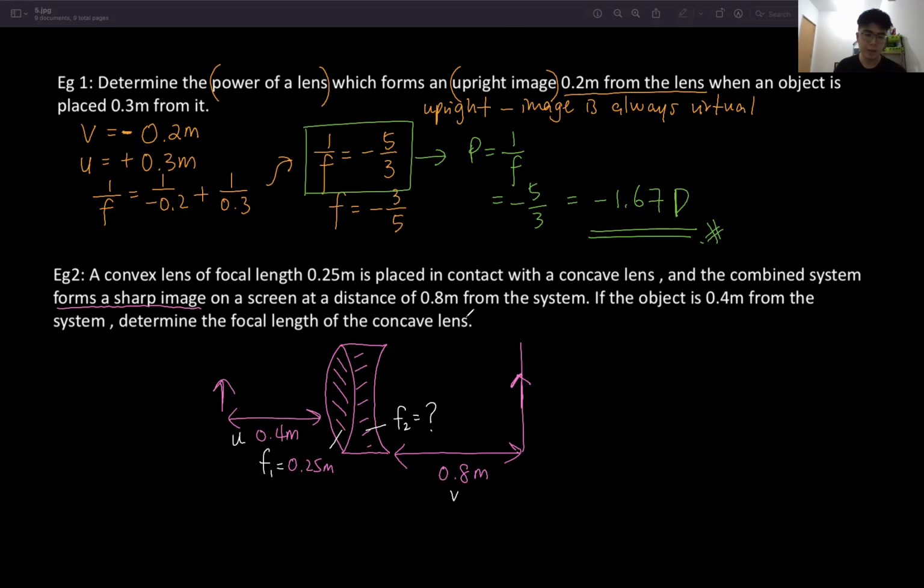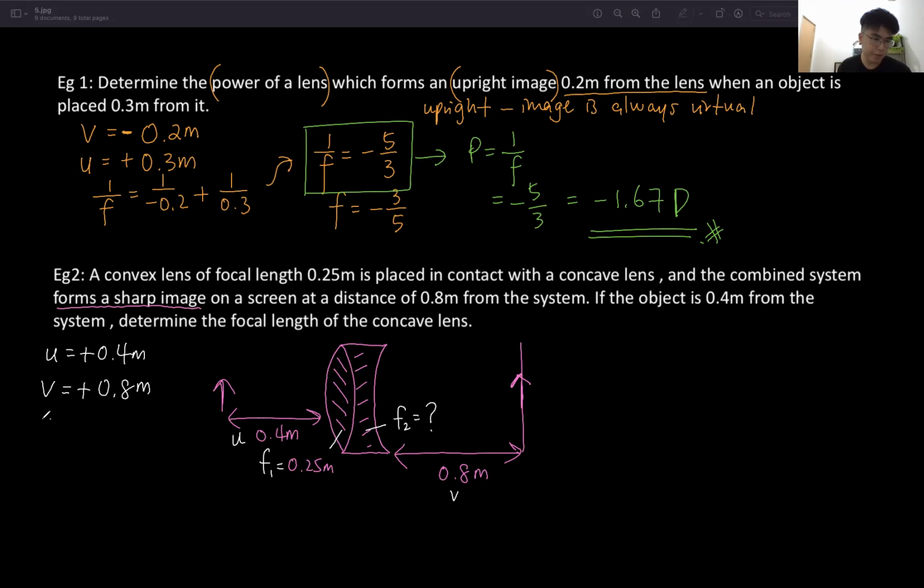Okay, so write down what we know. U is plus 0.4 meter. And then V, now, is it real or virtual? Is it a positive or negative sign? You see that here it says it forms a sharp image on a screen. Can a virtual image form on a screen? No. So it must be a real image. Okay, so this is a real image. So I would write positive 0.8 meter. It can be captured on the screen.